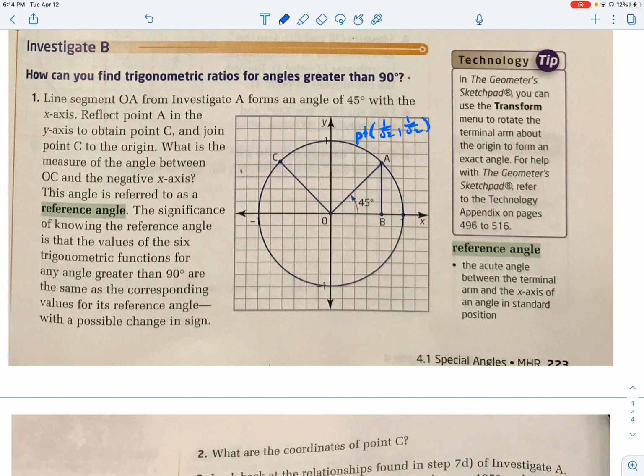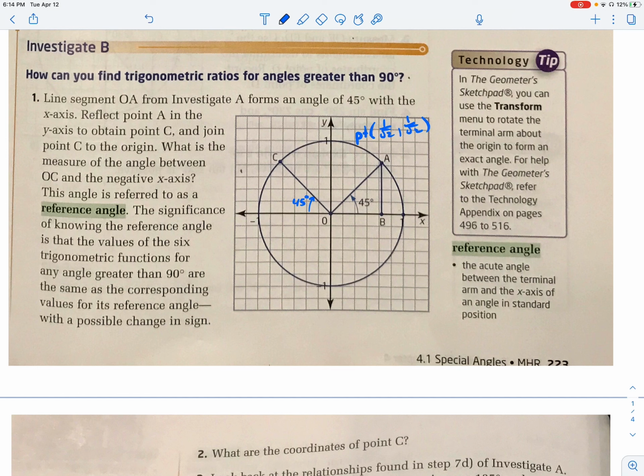Okay, so let's follow through here. It says line segment OA from investigate A forms an angle of 45 with the x-axis. Reflect point A in the y-axis to point C. We just did that. And join point C to the origin. What is the measure of the angle between OC and the negative x-axis? So what is this angle in here? Well, if it's a reflection, this also needs to be 45 as well.